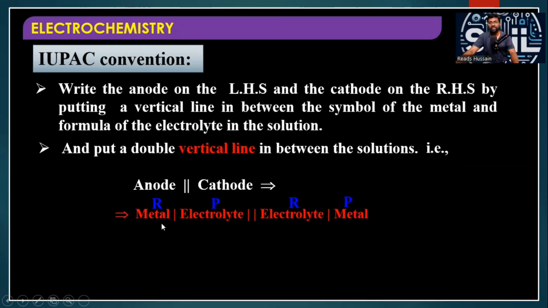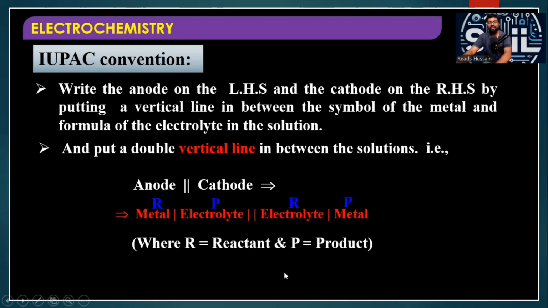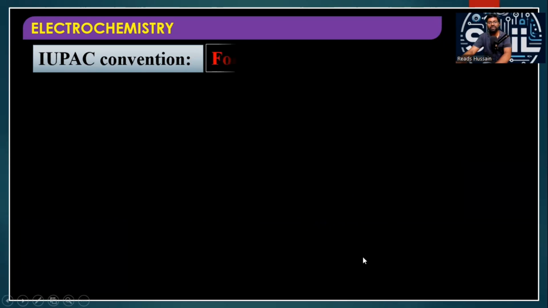How do we represent it? First, we write the metal followed by the electrolyte, and between the metal and the electrolyte there is a vertical line. This is the anodic part. In the cathodic part, from the right side, we first write the metal and then the electrolyte. Otherwise, you can remember it like this: RP. RP means reactant to product. Here R represents reactant, P represents product.